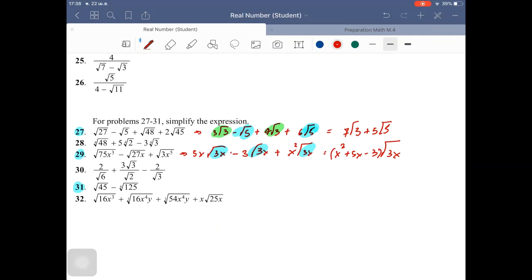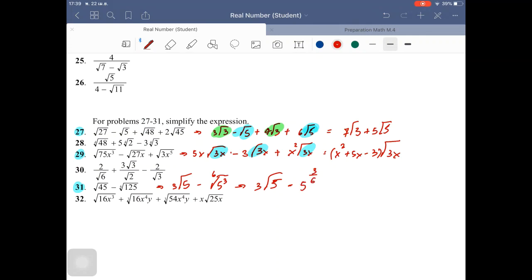Last one, 31. Square root 45. What do you get? Square root 45 is 3 square root 5 minus the sixth root of 125. The sixth root of 125 is the sixth root of 5 to the power of 3. So this will be 3 square root 5 minus 5 to the power of 3 over 6.